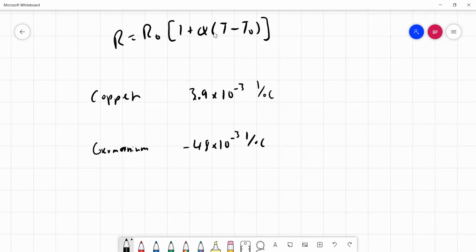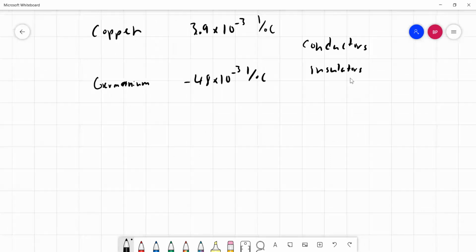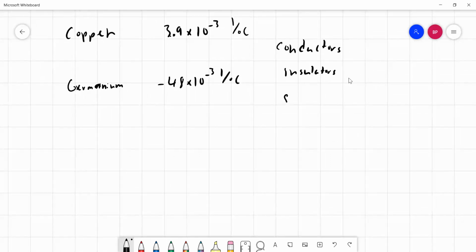And so what that means, if alpha is negative, as the temperature increases, the resistance actually goes down. So far, we've only talked about two different types of materials. We've talked about conductors and insulators. Well, it turns out there's a completely different type of material, and these are called semiconductors. So these are conductors at certain temperatures, and they're insulators at other temperatures. And germanium is an example of one.